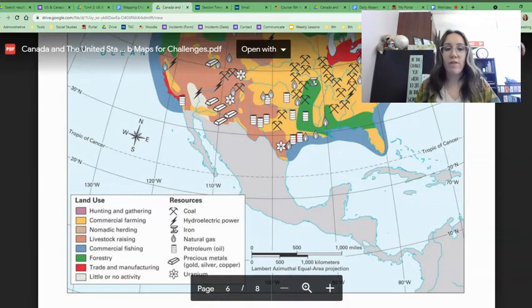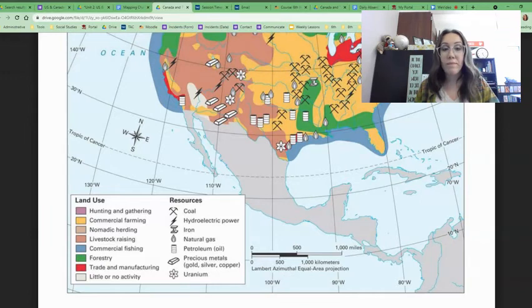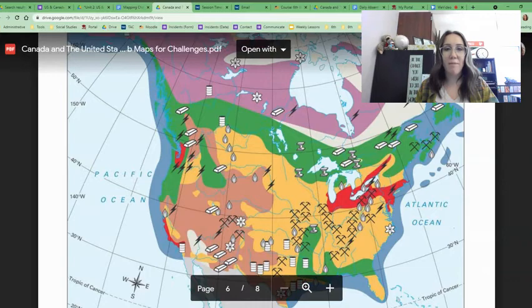In our area, we live near a lot of petroleum or oil. We live near natural gas. There's a lot of coal. So that's why you might hear about people mining those things down here, because that's what's available to us. So that is the economic map.